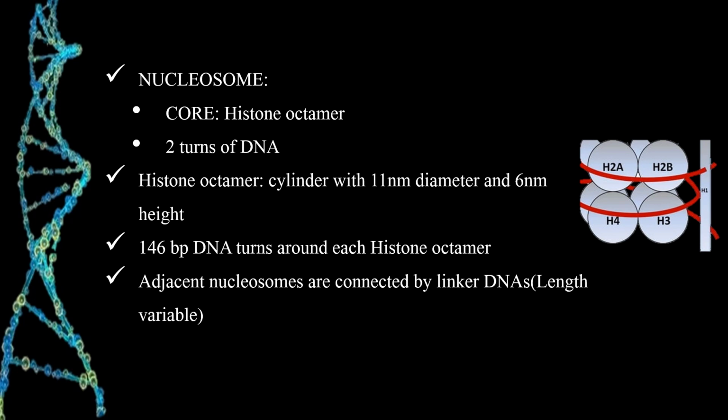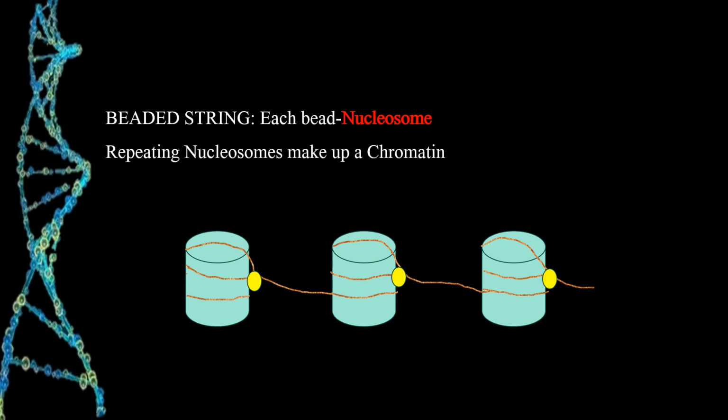The adjacent nucleosomes in the 10 nanometer fiber are connected by a linker DNA. Its length is usually variable, but maybe 8 to 114 base pairs. So we can sum up that the beaded string structure can be set as the basic level of chromosome arrangement.